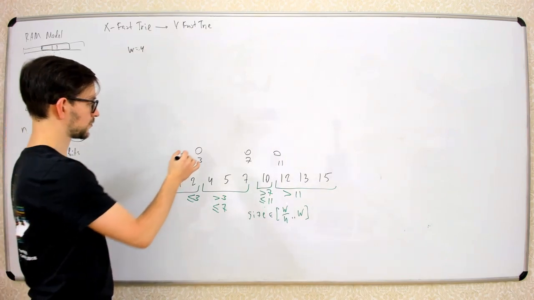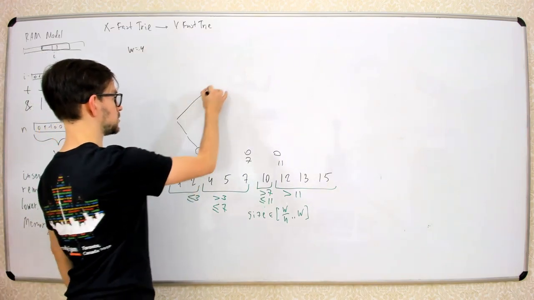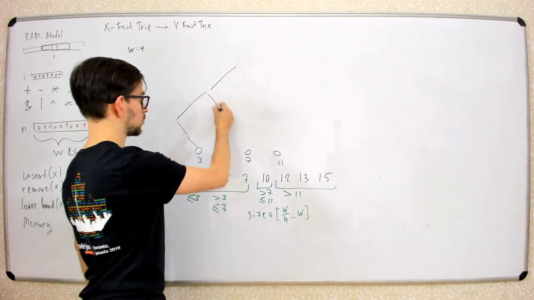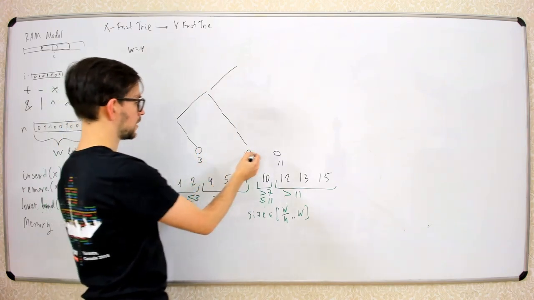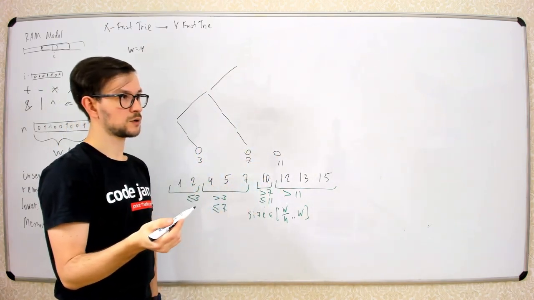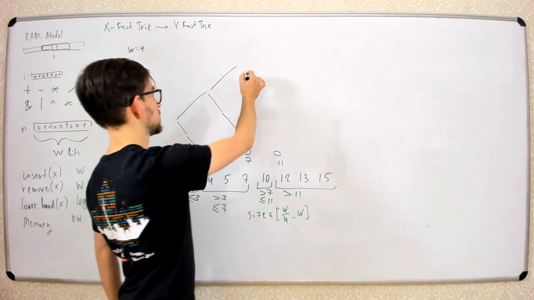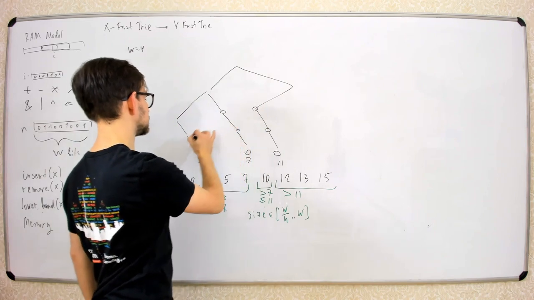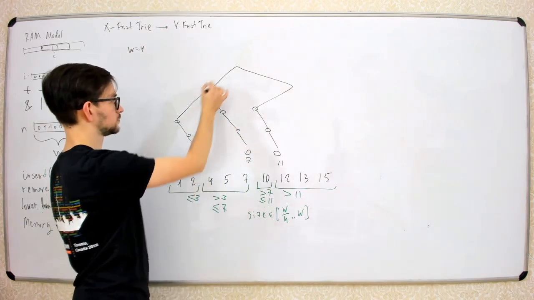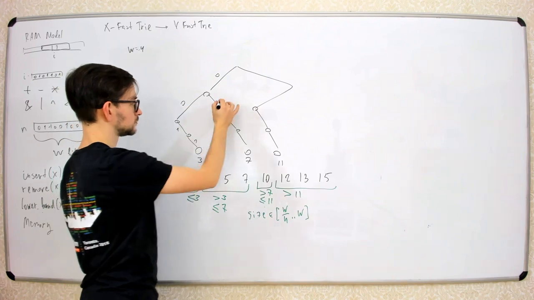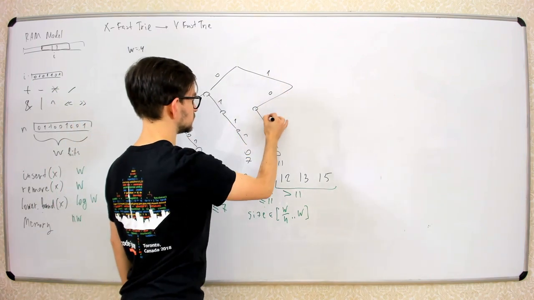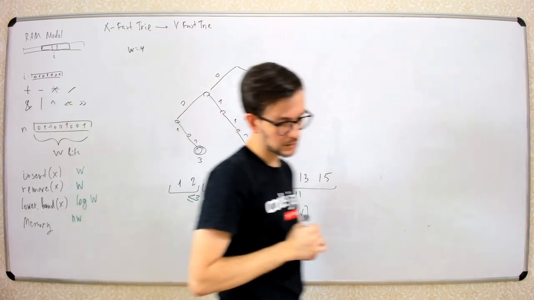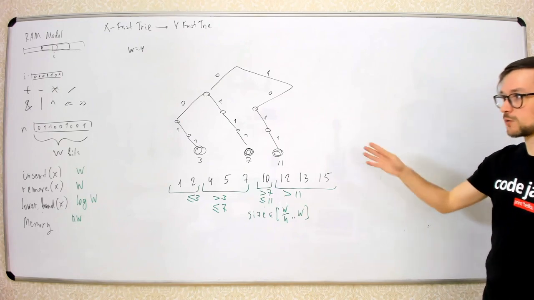Again, 3 is 1, 1, 0, 0. 7 is 0, 1, 1, 1. And 11 is, it's 8 plus 3, right? So it's 8 plus 3, like this. That's how this structure will look like.